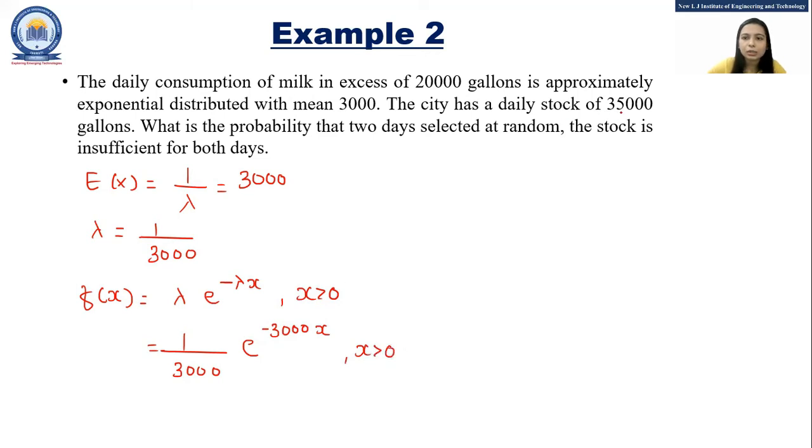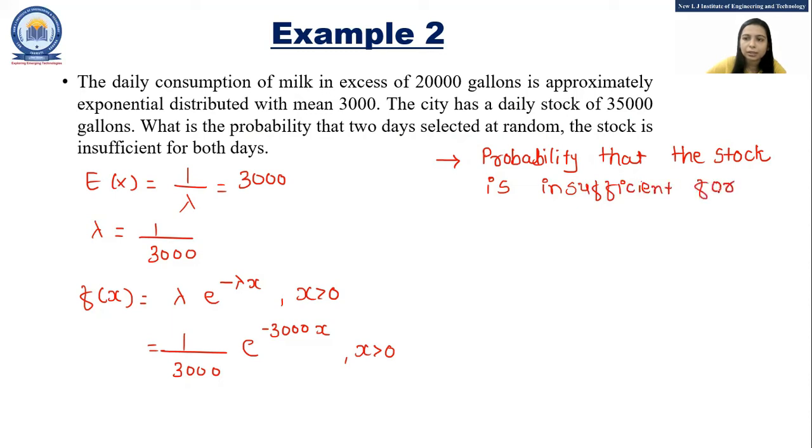The city has a daily stock of 35,000 gallons. What is the probability that, for 2 days selected at random, the stock is insufficient for both days? So let's first find out the probability that the stock is insufficient for a given day.